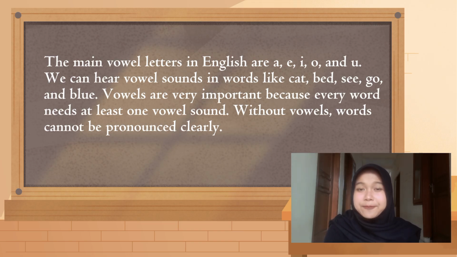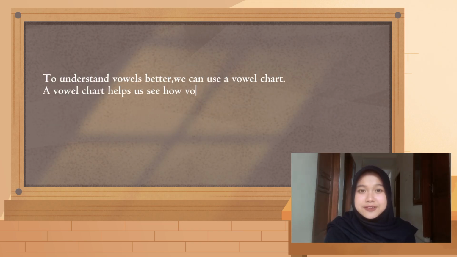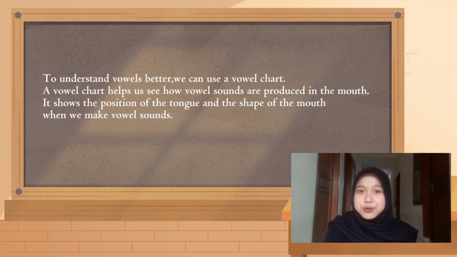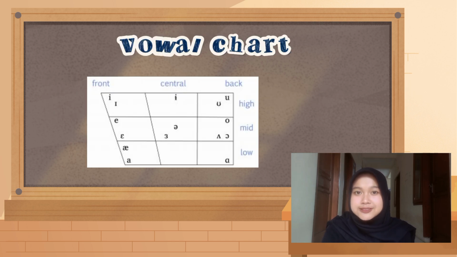Vowel sounds are very important because without vowels, the words cannot be pronounced clearly. Every word needs at least one vowel. To understand vowels better, we can use a vowel chart. A vowel chart helps us to see how vowel sounds are produced in our mouth. It shows the position of the tongue and the shape of the mouth when we produce the vowel sounds.